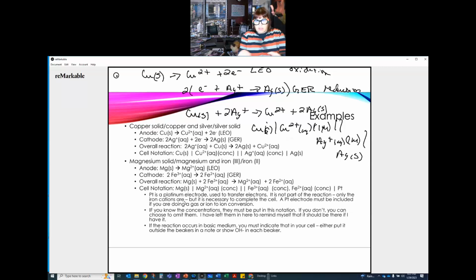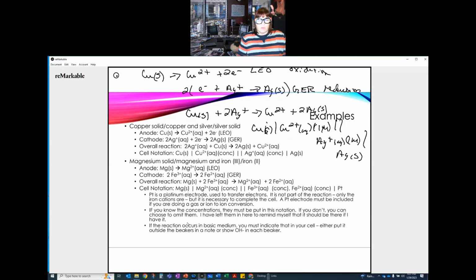That's in contact with the other cell with Fe3+ and Fe2+ because they're both aqueous. So we have the one with its concentration, comma, the other with its concentration, and of course we always put the one that we are adding electrons to first. And then we have a phase boundary to the platinum. Okay, so that's another time when we do that.